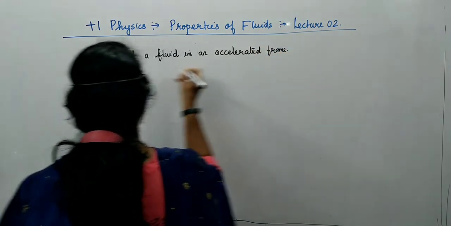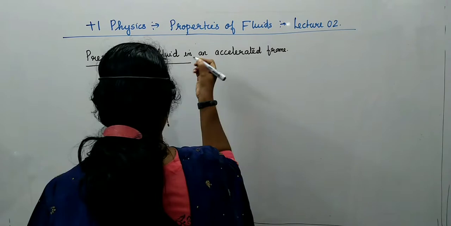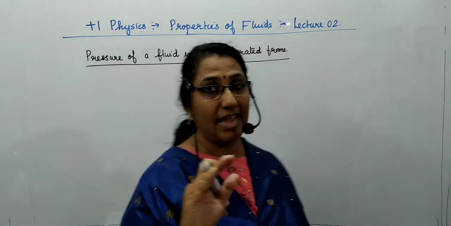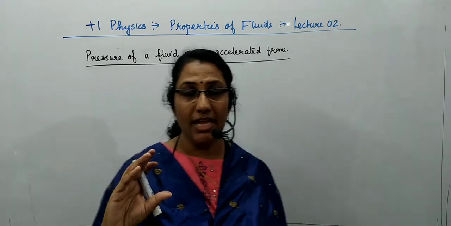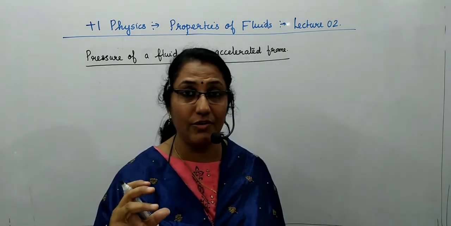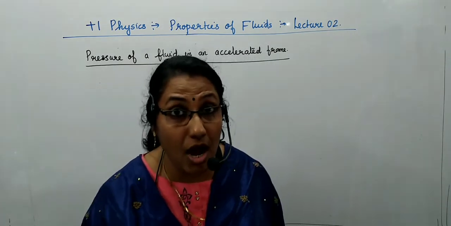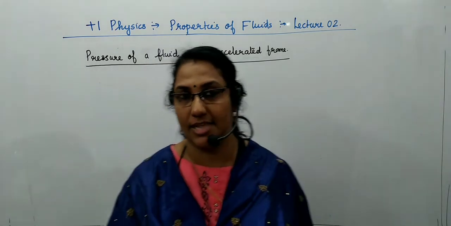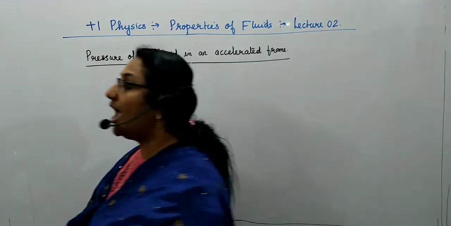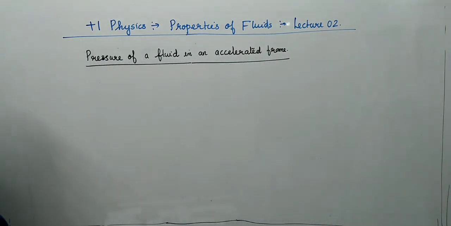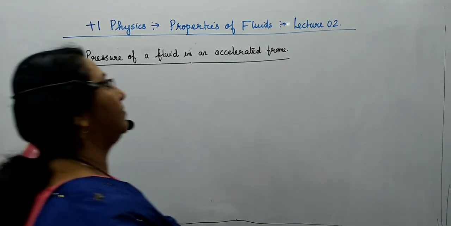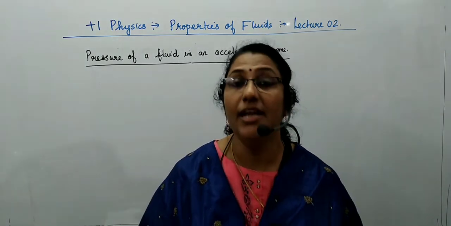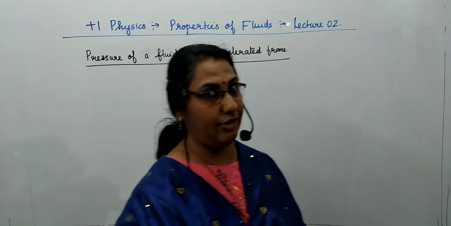Now we are going to consider the pressure of a fluid. Till now we have taken the pressure of fluid in a static condition, that is, the container in which the liquid was taken is at rest. But now the container in which the fluid is taken is not at rest, it is accelerating. So what happens to the pressure if it is taken in an accelerating system? This is the new topic: pressure of a fluid in an accelerated frame.